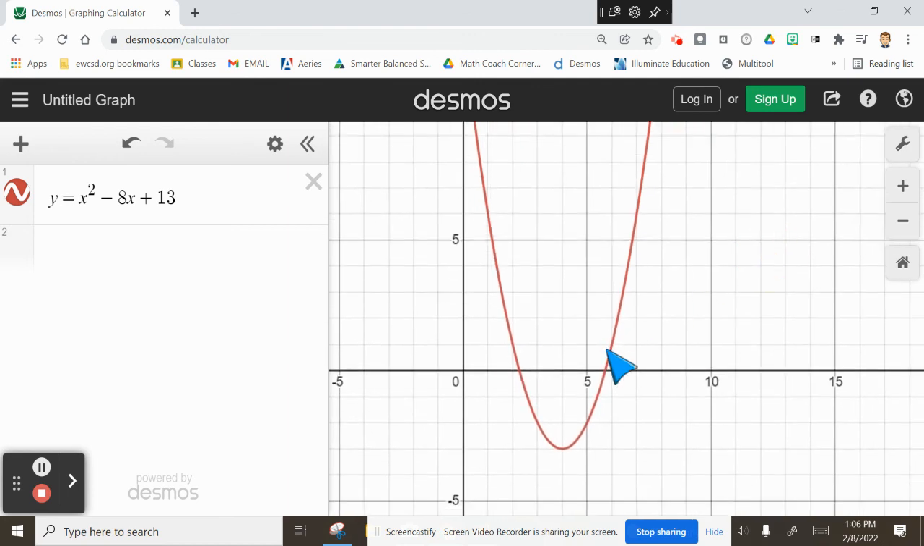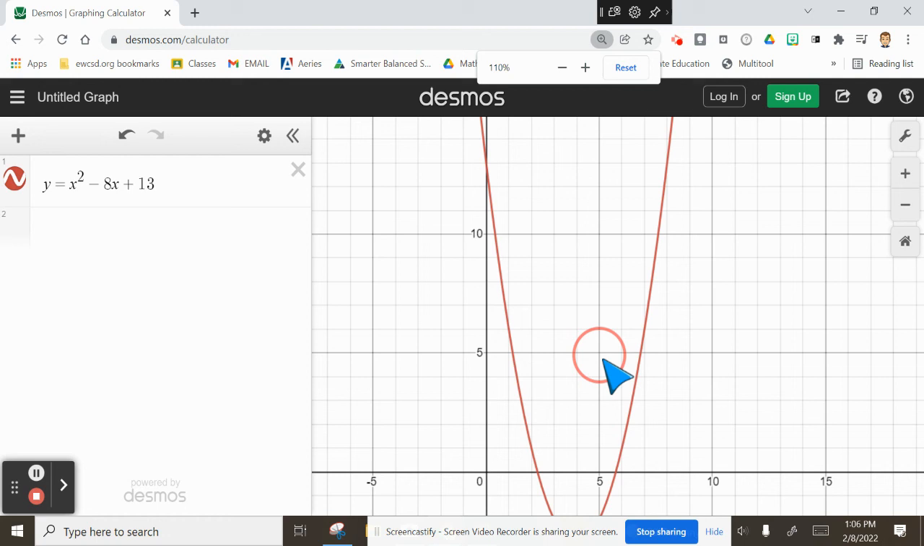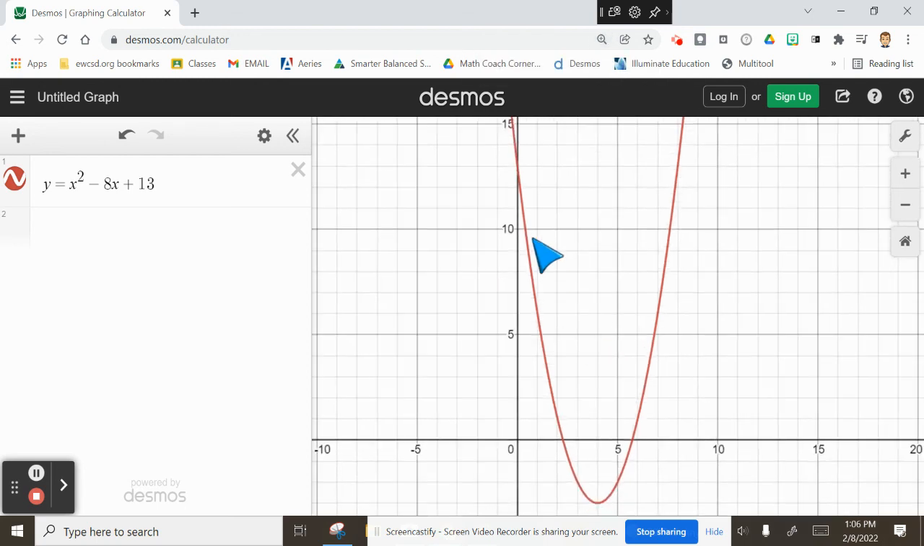Now, if you had to, where does it touch the y-axis? Do you see where it is? So what do you notice about this 13? What do you notice about this and your function here? 13's right here. So this number, this C is your y-intercept. Always. The C is always going to be your y-intercept.